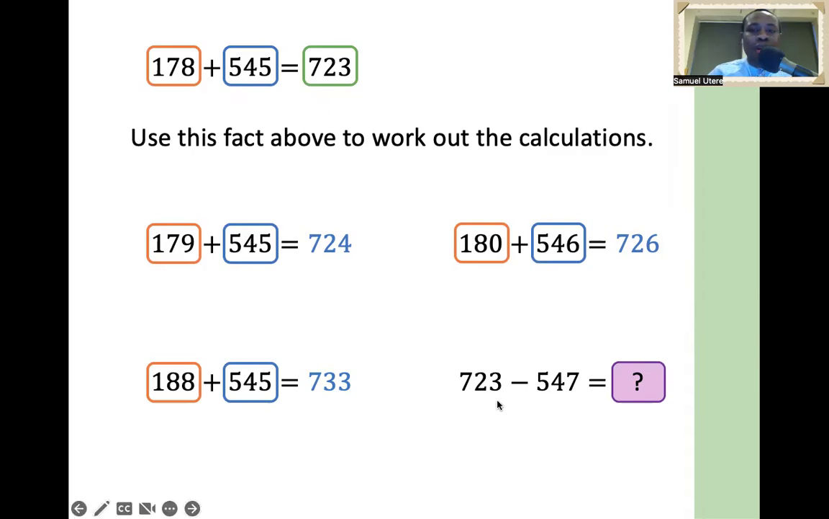Now, note this one here, we're doing a subtraction. So we still have 723, but we are subtracting 547, which is 2 more than we should actually subtract if we were going to do the inverse calculation using these numbers here. So it means our answer will be 2 less than 178, because if we did the inverse operation just using these numbers, our answer would actually be 178. So our answer should be 176.